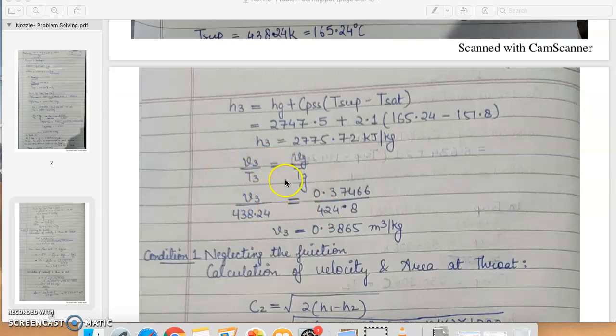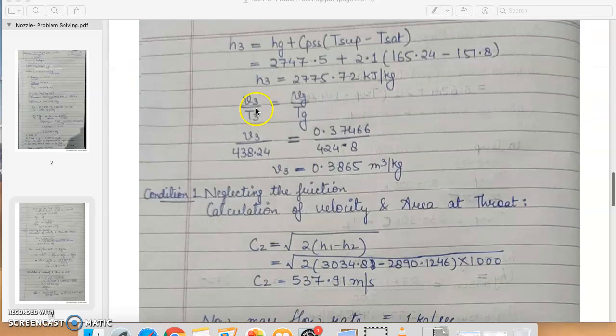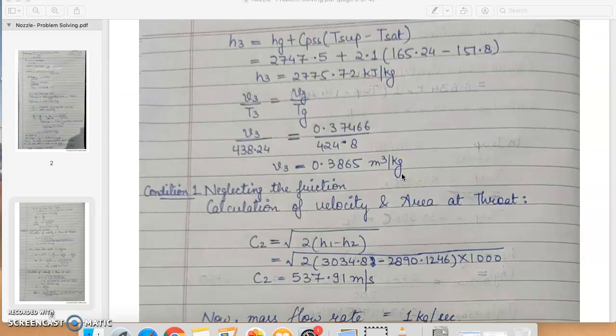Now to find the specific volume at point 3, again the same formula. V3 upon T3 equals Vg upon Tg, where Vg upon Tg is this at 5 bar, and for V3 upon T3 we have already calculated T3 in Kelvin. So V3 is equal to 0.3865 meter cube per kg.